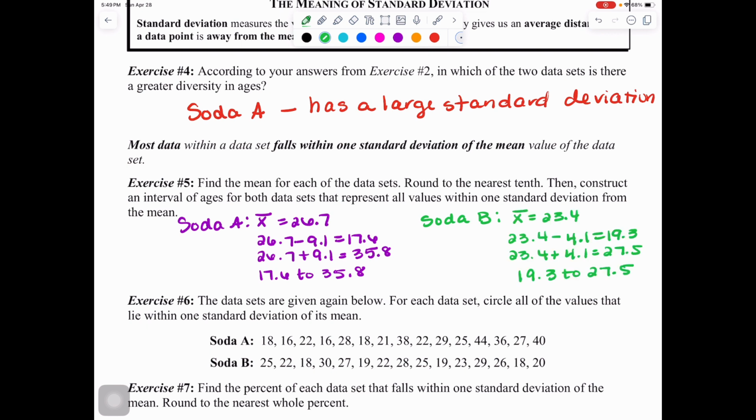Okay, so you got to try on your own. The mean should have been 23.4. Your standard deviation for soda B is 4.1. So you want to find one standard deviation away in both directions. So you'll subtract 4.1 to get 19.3, and you'll add 4.1 to get 27.5. So it's going to be anywhere from 19.3 to 27.5.